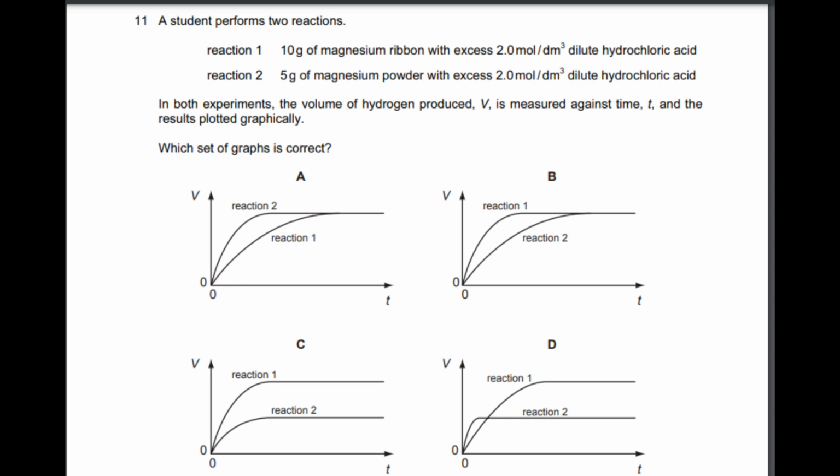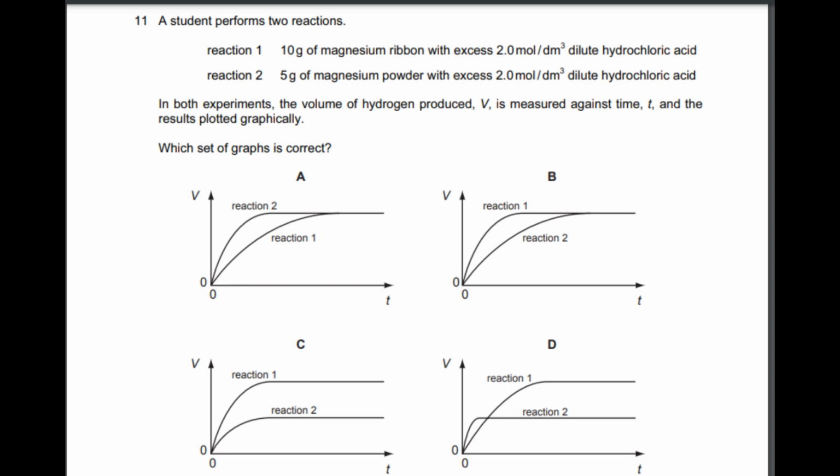My second last question of this video says that a student performs 2 experiments. Okay, in the first reaction, 10 gram of magnesium ribbon is used with an excess of 2 mole per dm cube of dilute hydrochloric acid. And in the second reaction, 5 gram of magnesium is used, but in the powdered form. So powdered form, of course, reaction is faster. But as the mass of magnesium is decreased, of course the product will be affected. Half of the product will form, but faster because powder is being used. So technically they are asking us, in both experiments the volume of hydrogen gas produced is V. So you need to measure it against time T. So the results are plotted graphically. You have to choose the correct graph.